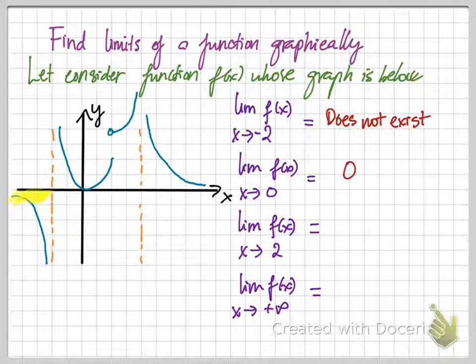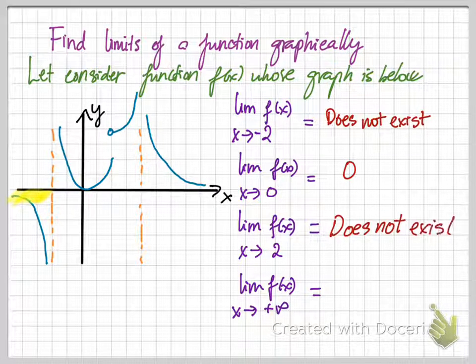Next one, you consider the limit of the function as x goes to 0. And you see from both sides, the function values are approaching the same point, which is 0. That means the limit of the function should be 0.